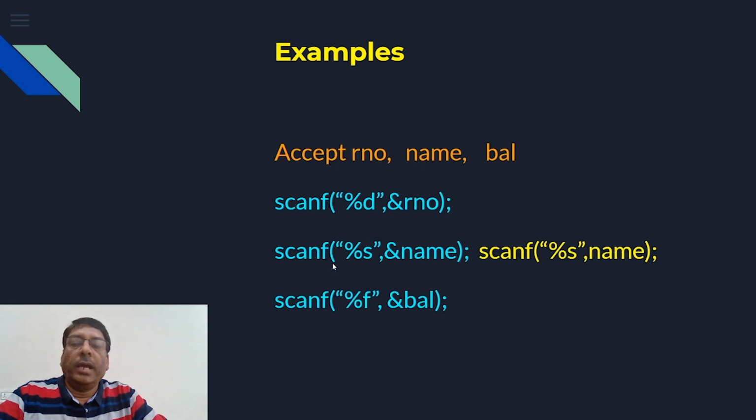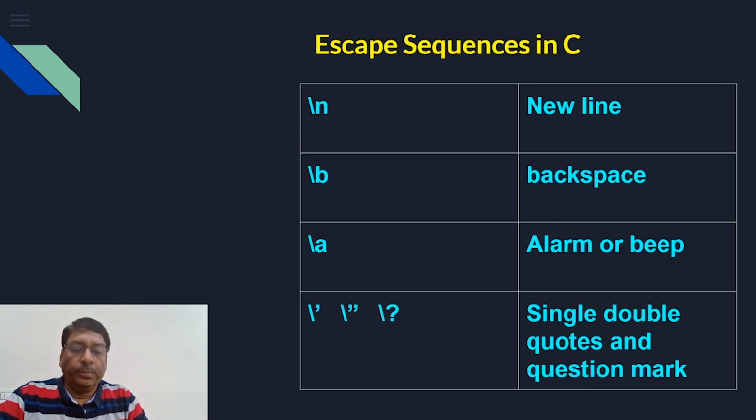Similarly, you can say scanf %s ampersand name. You can write ampersand name over here, or you can just write name. Why we need not write ampersand, we'll discuss as we progress. And then for a float value, you can say scanf %f ampersand BAL. So BAL, balance, is the name given for the memory location, and the address of that location we get by using this ampersand. So let's have some practice, and we'll try to write some programs over here.